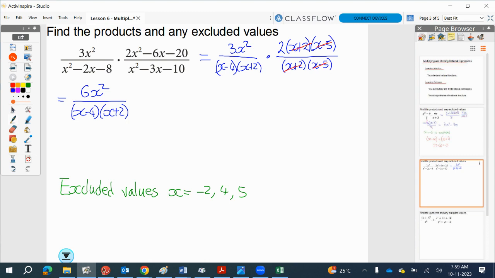X equals 4 is the value that will make the linear factor x minus 4 equal to 0. Division by 0 is not allowed. Can you not simplify the x plus 2 bracket? What would it become? You can't cancel a factor twice.